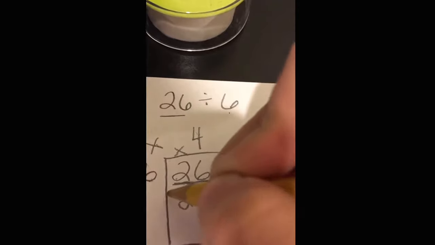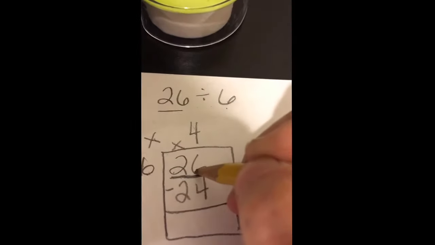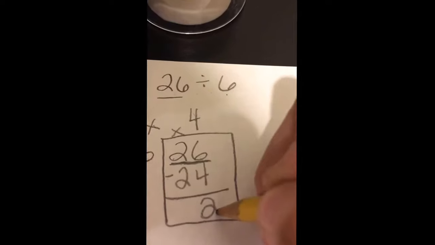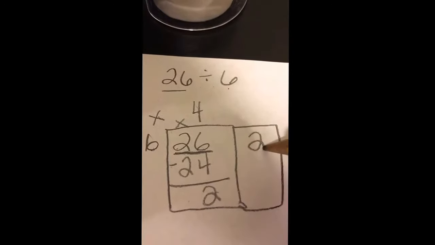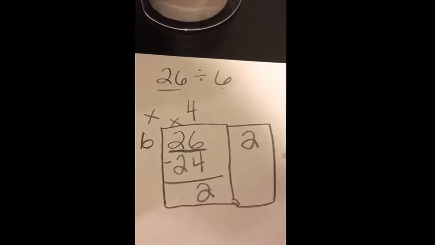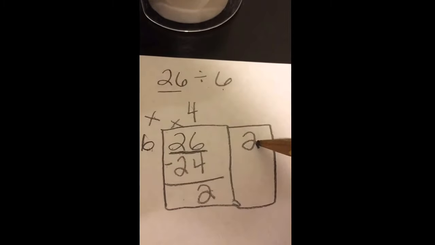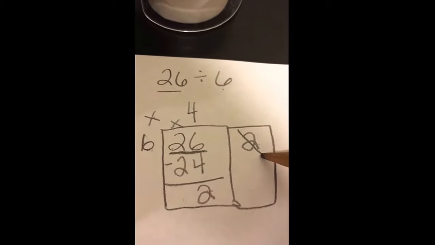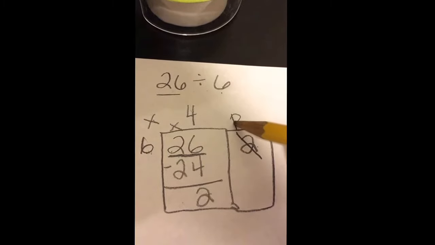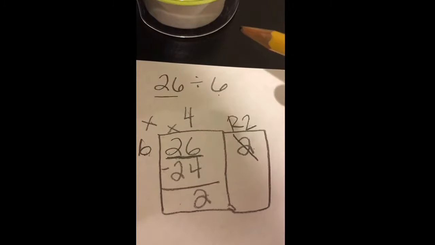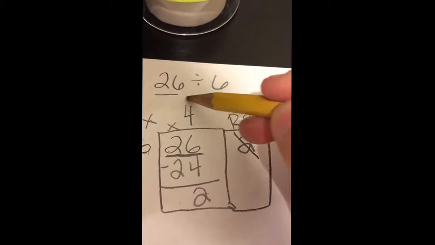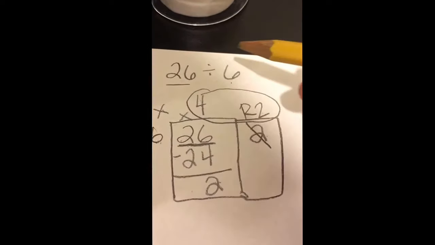4 times 6 is 24. So then you subtract. 6 minus 4, 2. 2 minus 2, 0. So then we're left with a 2 here. So we carry it over to our second box. We start all over again. Can 6 go into 2? No, it cannot. So we're going to carry it up here as our remainder. So it's our remainder of 2. So the answer, the quotient, is 4, remainder of 2.